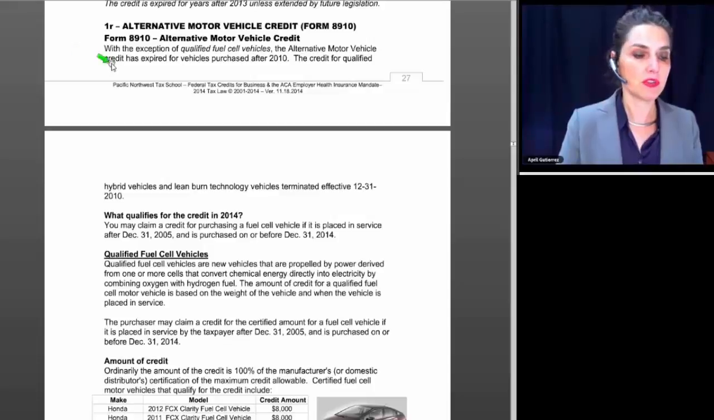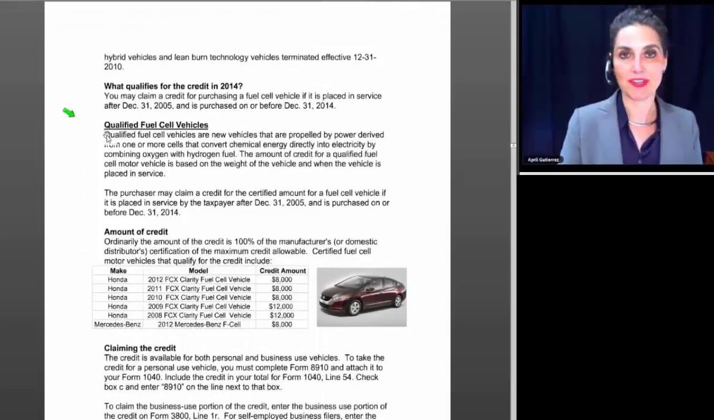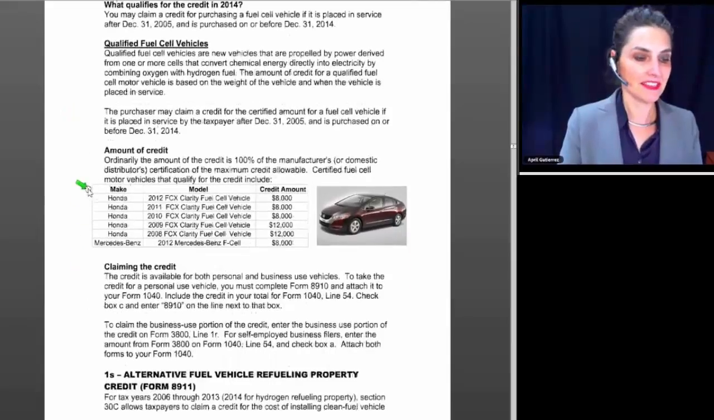With the exception of the qualified fuel cell vehicles, the alternative motor vehicle credit has expired for any vehicle purchased after 2010. But if you happen to purchase a qualified fuel cell vehicle, it still is in place for 2014 even. As you will see, though, it doesn't appear that there are many manufacturers making a qualified fuel cell vehicle that could even be purchased in 2014. This is the list of qualified fuel cell vehicles I could come up with.